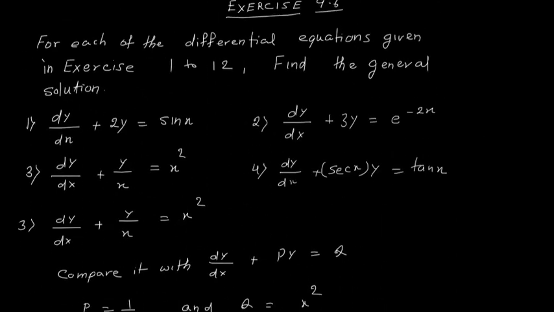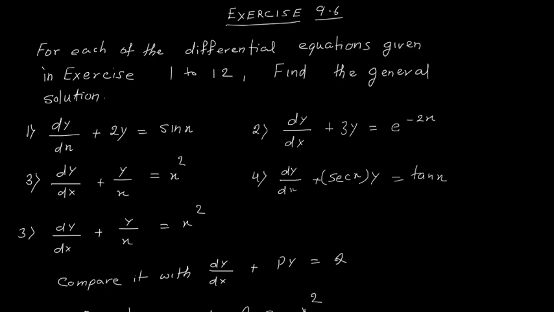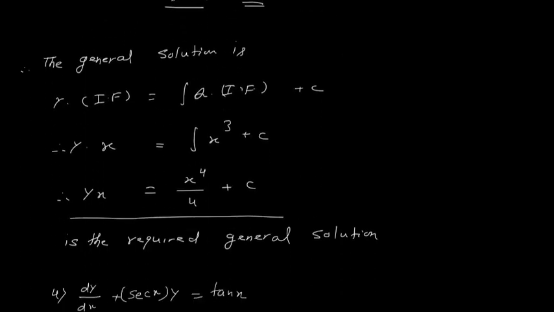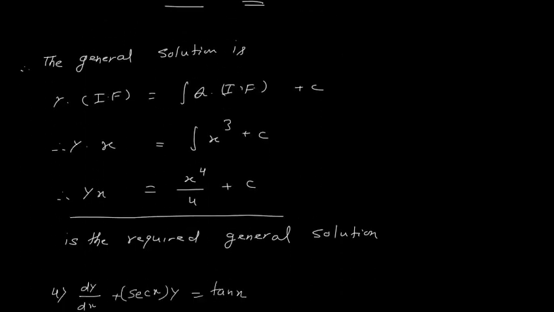So simple, all the problems we have done here, 4 problems. There are many more problems, but the concept is crystal clear. What you have to do, you have to compare the given equation with dy upon dx plus py equal to q. Then you have to find the integrating factor. Now integrating factor is e power integration of p dx, and after finding the integrating factor, you have to write the general solution, which is y into integrating factor is equals to integration of q into integrating factor plus c, okay, fine.